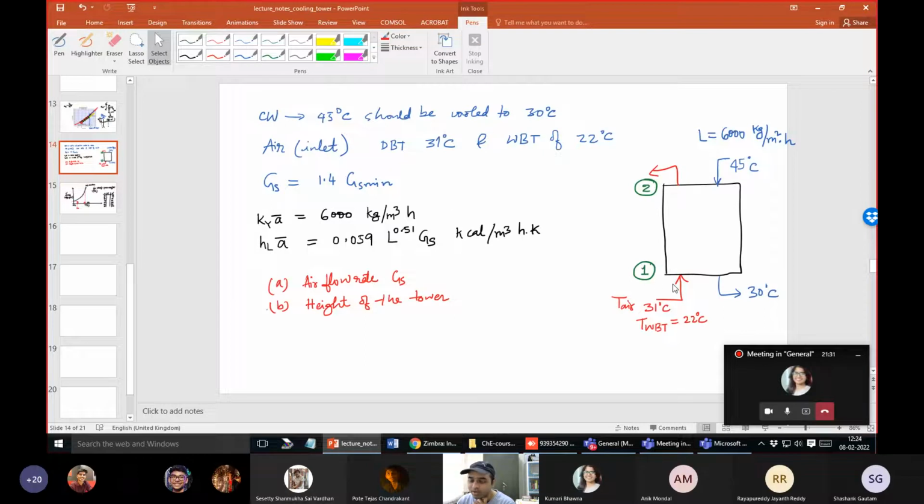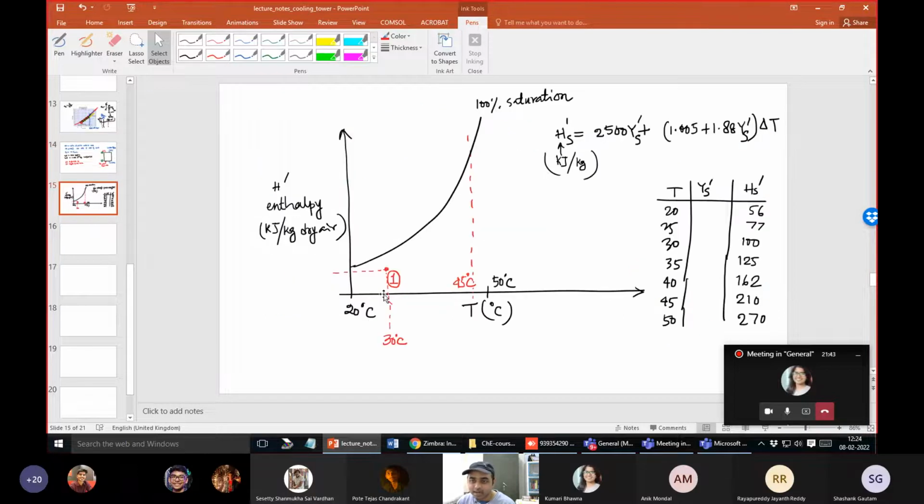So see, as I said, point 1 represents the bottom of the tower, point 2 represents the top of the tower. Now at the bottom of the tower, you have water exit and air inlet. In this enthalpy versus temperature chart, the temperature corresponds to the temperature of the water stream. Please do not get confused. The enthalpy here represents the enthalpy of the air stream, not the water stream, and the x-axis is the temperature of the water stream, not the air stream.